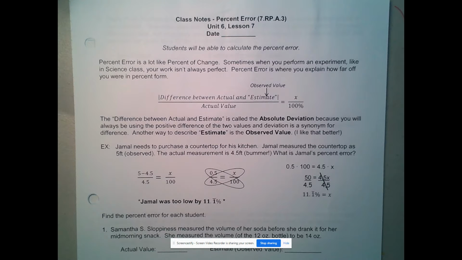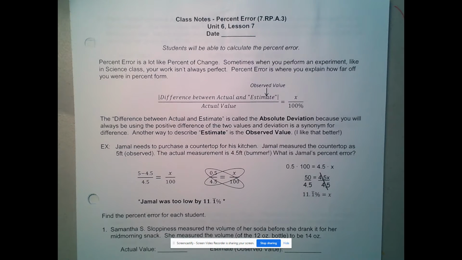All right, so Unit 6, Lesson 7 happens to be one of my favorites. It's called percent error, and it's like percent of change, but basically what we're saying is sometimes we do things and we're wrong, and we want to know how bad we are, as in how off we are. And you can't just say, oh, I was off by 2 centimeters. Well, 2 centimeters might be a huge deal, and it might be no big deal at all. So if you look at it as a percent, then you can really have an idea of how close you were.